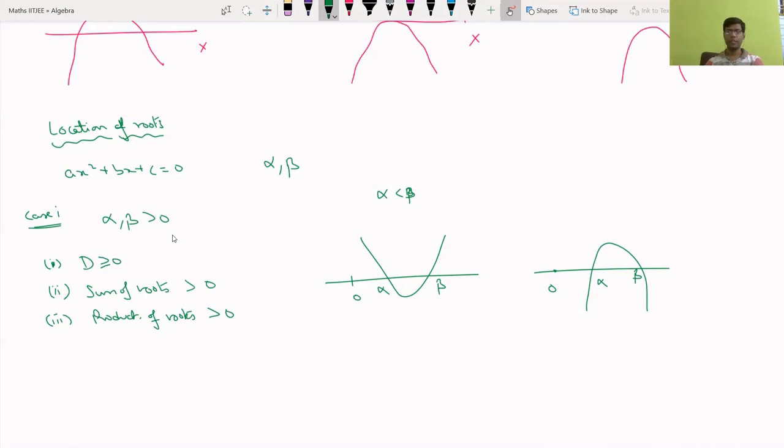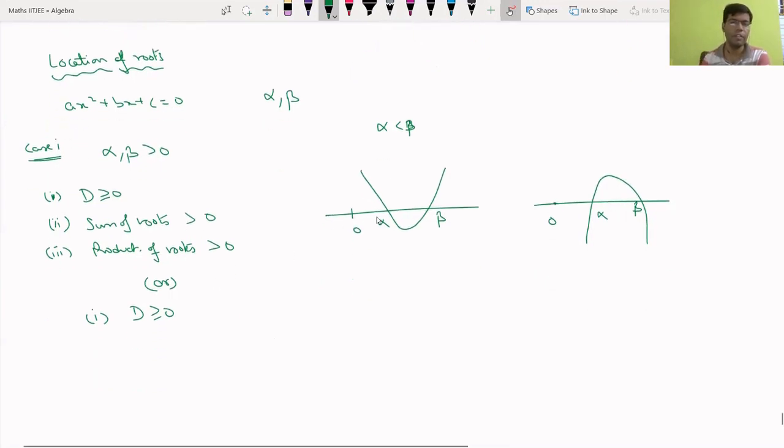So one way is that we check these three conditions. There is another way. Instead of checking these three conditions, of course, the first condition we check as it is, that is discriminant should be greater than equal to 0. Only then we'll be sure that we have two roots. The second condition which we need to check is, if you observe carefully, this is the graph when A is greater than 0, and this is the graph when A is less than 0. So when A is greater than 0, my f of 0 is positive. And when A is less than 0, my f of 0 is negative.